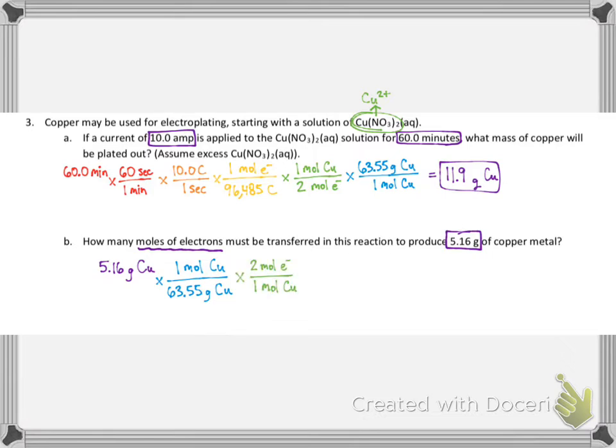And since we're working with the same copper 2 nitrate solution, there's again 2 moles of electrons for every mole of copper. And then that's it. We wanted moles of electrons, that's where we're at. So 0.162 moles of electrons must have been transferred if we produced 5.16 grams of copper metal. And that's it. I hope you have enjoyed this rainbow-colored tour of dimensional analysis. And thank you for enjoying all of the glories of chemistry with me.